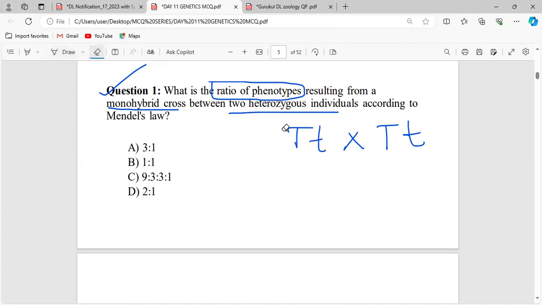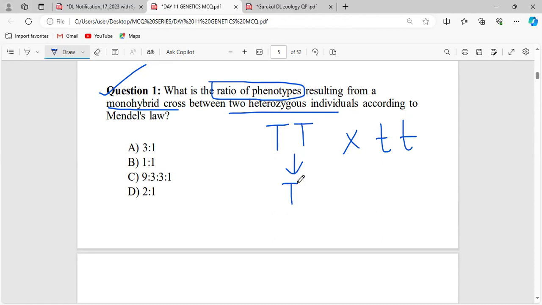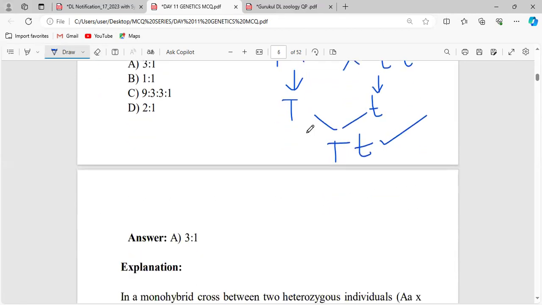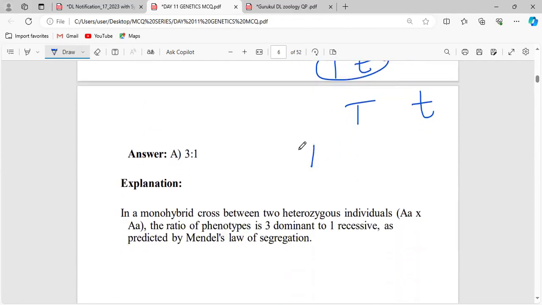We have to take only one character, okay, with two variations. We have to take height as a character with the two variations, whether it is tall or dwarf. Okay, this is a pure plant breeding, pure tall and pure dwarf. And what will be the gametes present here? One tall and one dwarf. So the F1 generation will be like this. Okay, everything will be like this, heterozygous. So in the F2 generation, we are going to cross using the Punnett square like this.